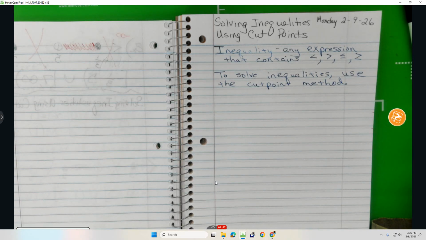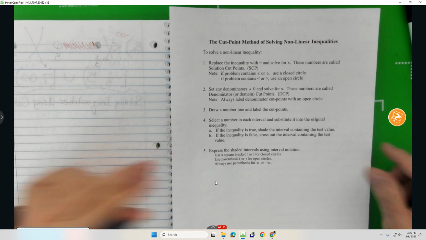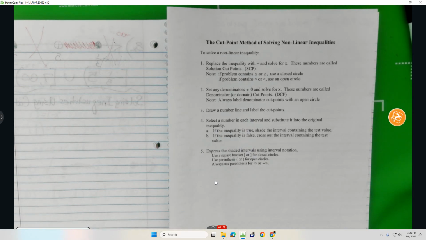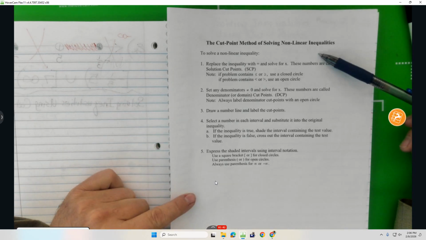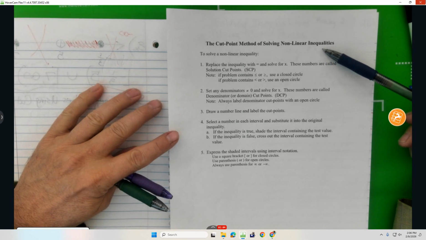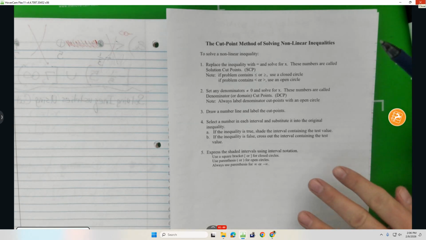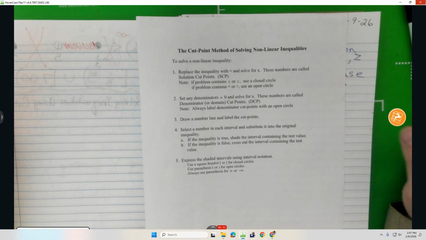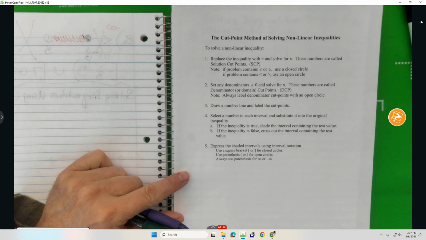And let's see, can I have one of those pages? If you look under Files on Canvas, you'll see that I have a document uploaded there called the cut point method. We're using the cut point method to solve nonlinear inequalities. It works on linear inequalities also, okay? Make sure everyone has one of these. But if you lose it, just look under Files on Canvas, or ask us the next class period.